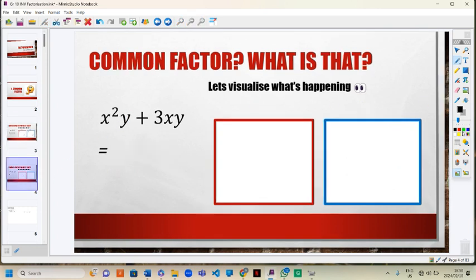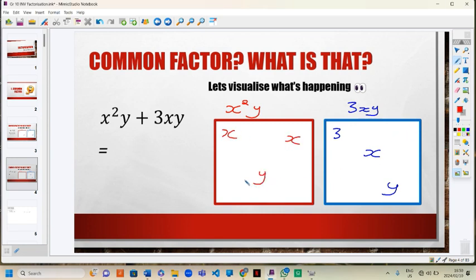Here again, I'm going to do the box thing, just to make you visualize, and then we'll soon be able to do it without the boxes. So that goes 3xy. I've got a 3, an x somewhere, and a y somewhere. And over here, we've got an x, an x and a y.